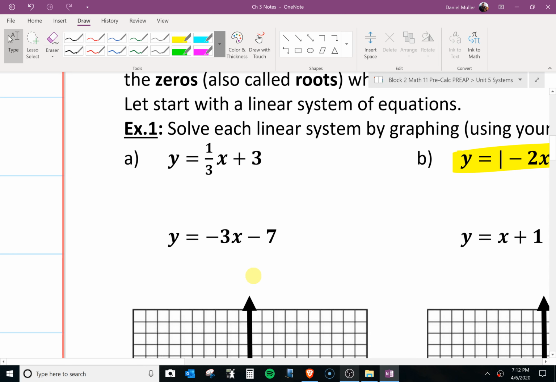Let's just zoom in here on example 1a. Now we need to solve this by graphing, so we need to graph this. I'll use a red pen for graphing the top one. Our starting point, our b value, is going to be 3, and our slope is going to be 1/3. 1 is our rise, 3 is our run. And it's a positive 1, so we'll go up. And when you run, you can run left or right, but it's a positive 3, so we will run right.